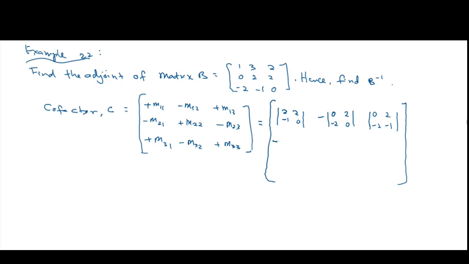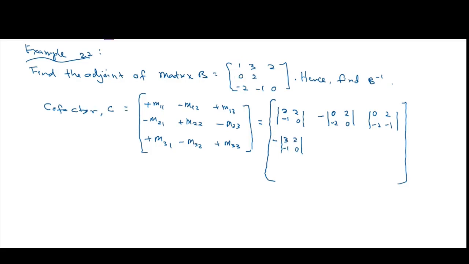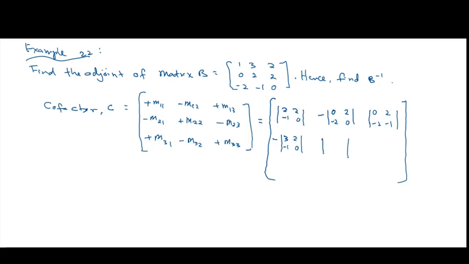Next one will be negative. We will delete the second row, first column. So here the element is 3, 2, negative 1, 0. Next one will be positive. We are going to delete second row, second column. So the element will be 1, 2, negative 2, 0.